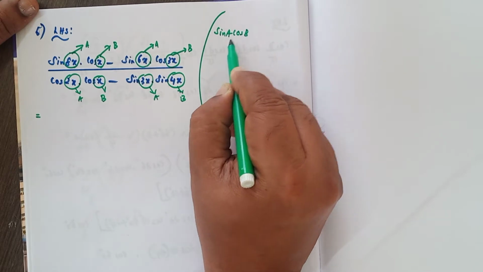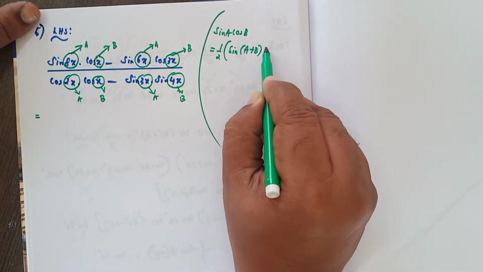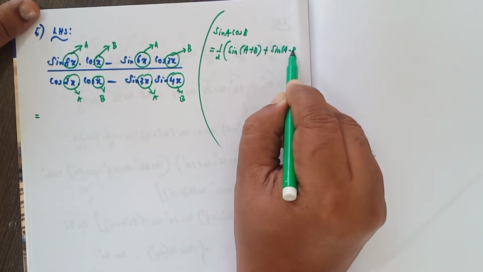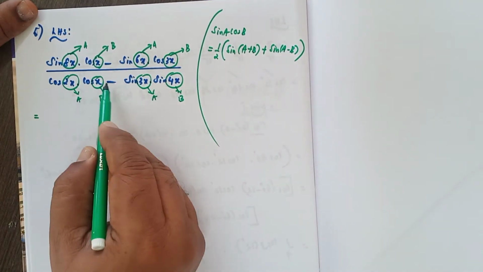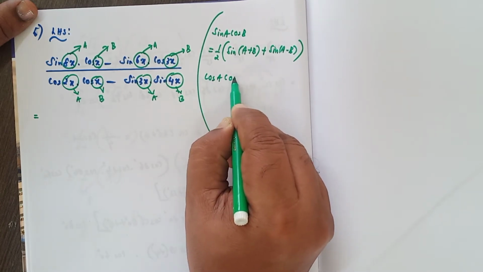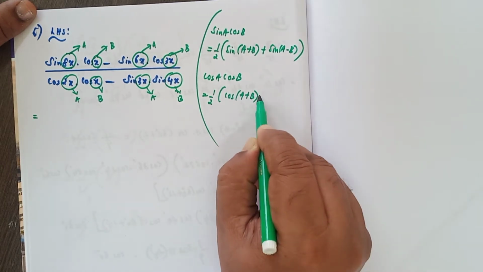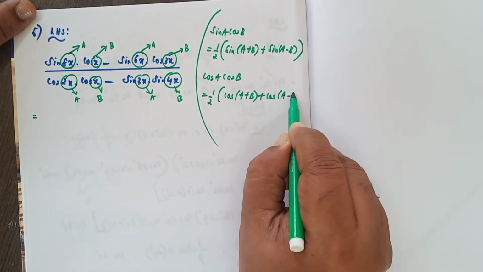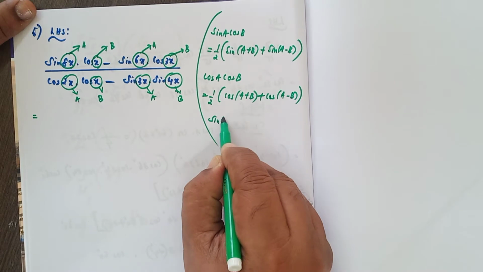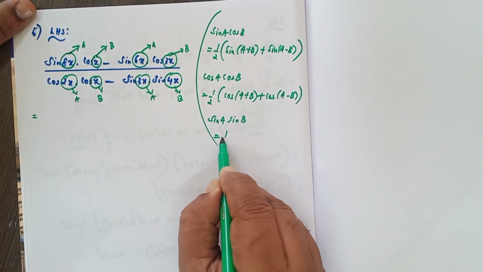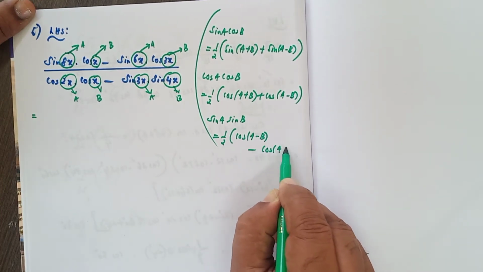Sin A cos B is equal to half into sin of A plus B plus sin of A minus B. For this also I have to apply the same identity. Here cos A cos B is equal to half into cos of A plus B plus cos of A minus B. This is the form sin A sin B. Sin A sin B is equal to half into cos of A minus B minus cos of A plus B.